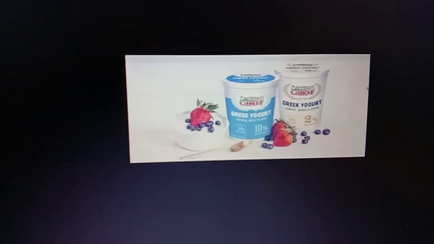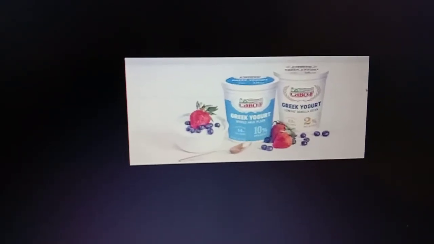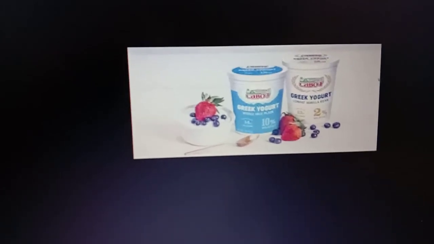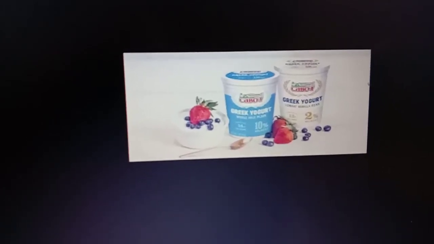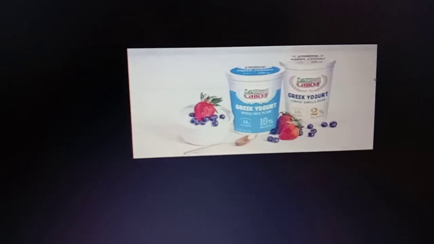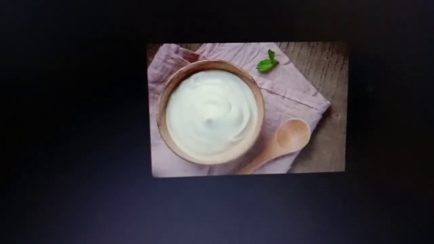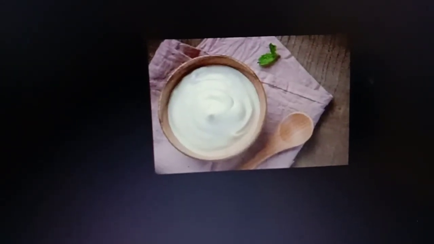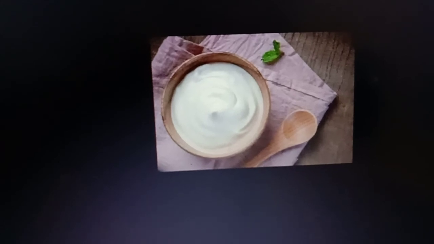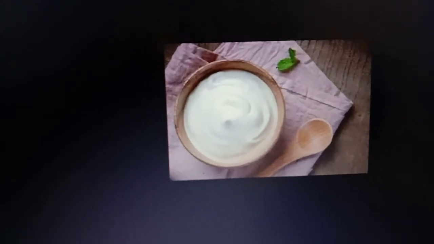This is yogurt. This is also a commercial microbial product. So for commercial microbial product, you may be given yogurt, cheese or curd. Any of these will be given, and you have to write it as a commercial microbial product.